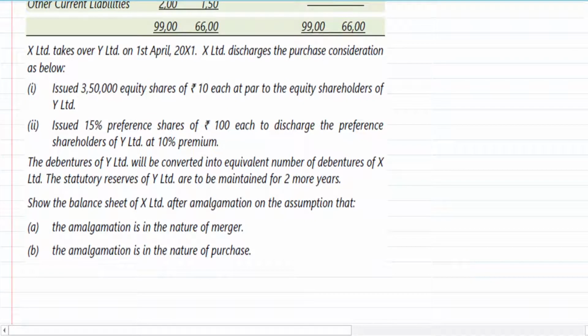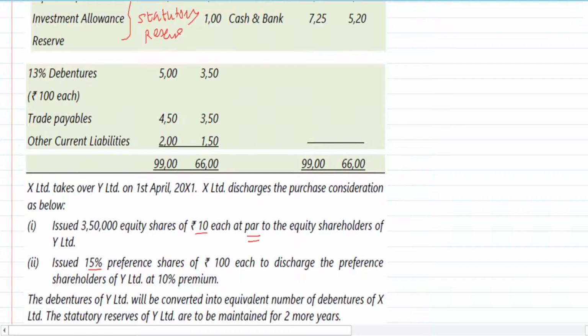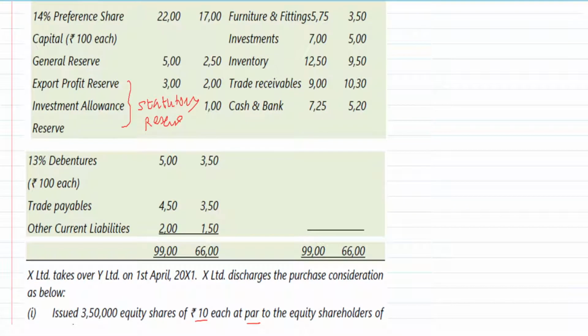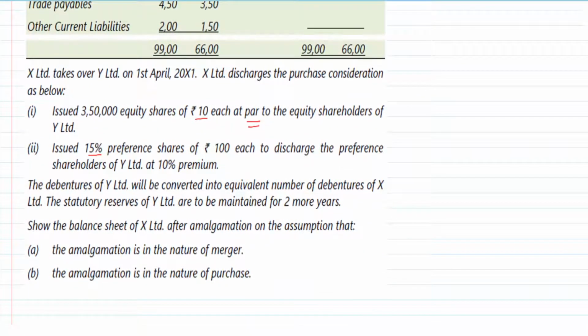They are saying X Limited takes over Y Limited on 1st April 20X1. X Limited discharges the purchase consideration as below. It will issue 3,50,000 equity shares of rupees 10 each at par to the equity shareholders of Y Limited. It will also issue 15% preference shares. Okay, 15%. If you see the balance sheet, preference shares are there, but those preference shares are of 14%. So the new preference shares that we are going to issue will carry a dividend rate of 15% to discharge the preference shareholders of Y Limited at 10% premium.